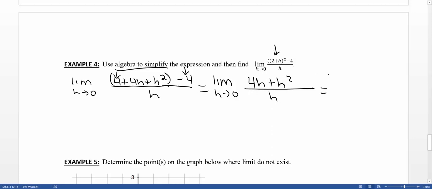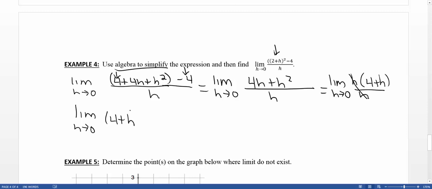And what I can do here is factor out an h, so the limit as h goes to 0. On the top, if I factor out an h, I'm left with (4 plus h) divided by h. And the reason why I wanted to factor out that h is so I could cancel it with the h on the bottom. So now I have the limit as h goes to 0 of 4 plus h. This is a simpler function to work with, and I have a pretty good intuitive idea of what this limit is going to be.